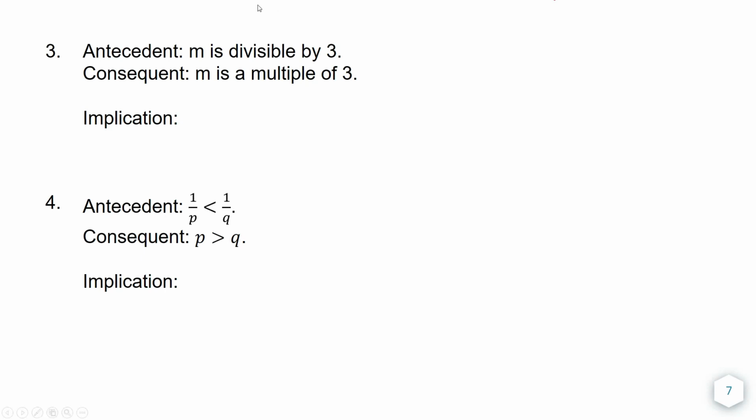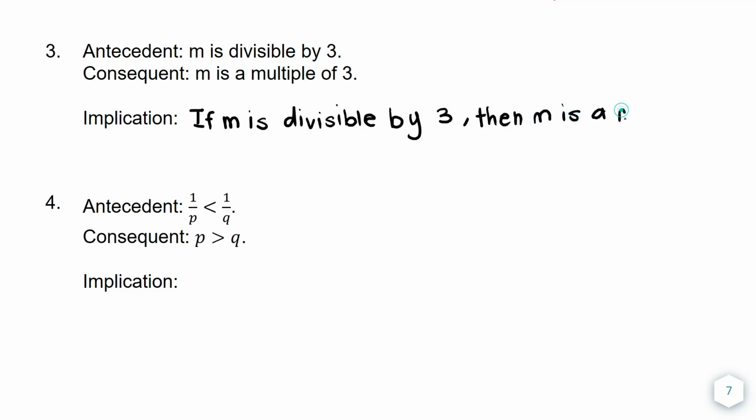Next, question number 3. Okay, can anyone solve it for me, and I will follow your instruction and write down the answer. Can anyone try to solve this? If m is divisible by 3, then m is a multiple of 3. Yes, right. So the full answer is, okay, I'm trying to change my pen color: if m is divisible by 3, then m is a multiple of 3. Good. Okay, for question number 4, what is the answer?